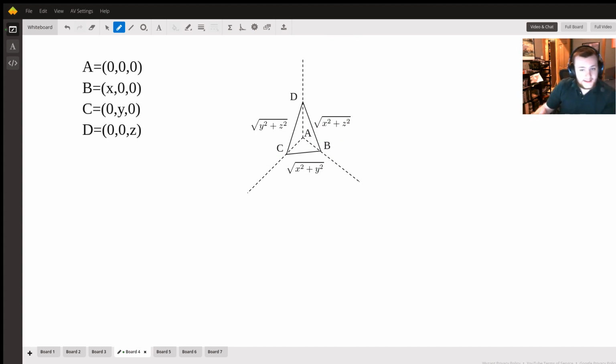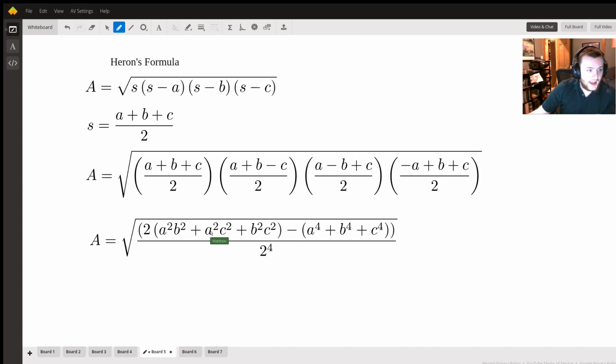We only know the 3 side lengths, and so we are going to use a standard but unusual formula for finding the area of a triangle, which is Heron's formula, which says that the area is the square root of S, which is the semi-perimeter, times S minus A, times S minus B, times S minus C. The semi-perimeter is half the perimeter, which is A plus B plus C over 2. We fill this in. We see that S minus A gives us negative A, and these all kind of look the same.